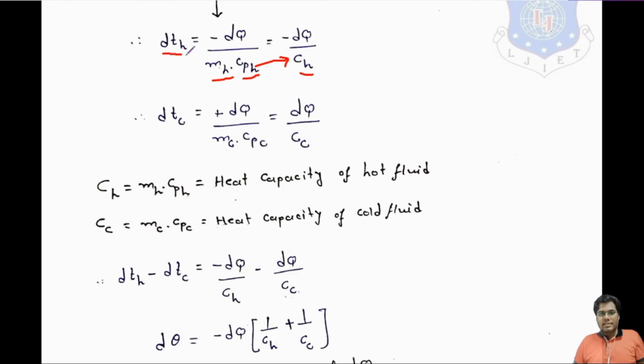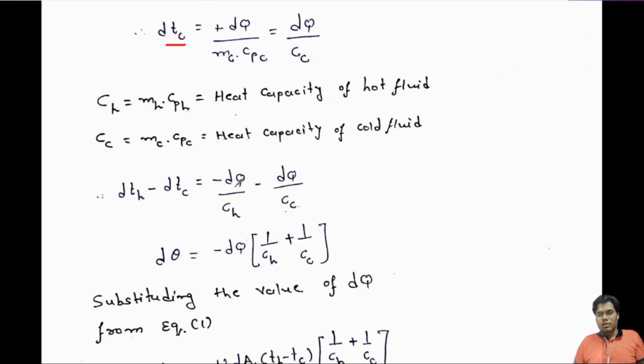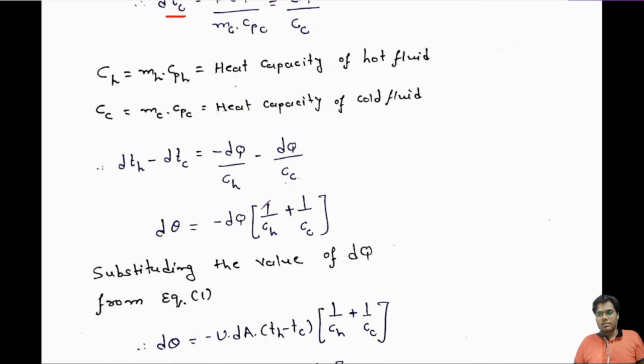Now dTH minus dTC is equal to this term minus this term. Minus dq is common, so in brackets 1 upon CH plus 1 upon CC.